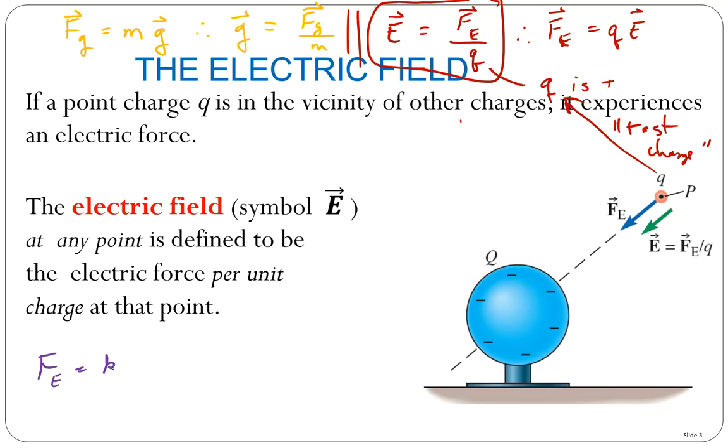was equal to k capital Q. Capital Q is the actual charge that's causing the electric field. That's our sign convention. Times lowercase q, our test charge, divided by the separation between the centers squared. That would be the force, just as we learned to calculate last class period.